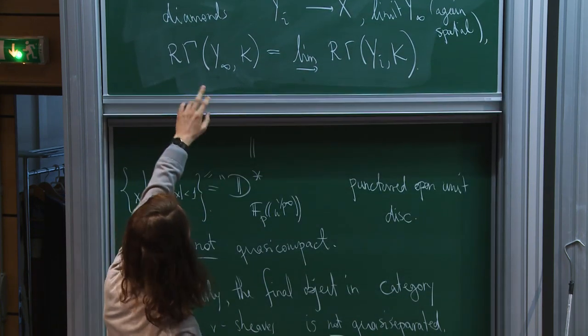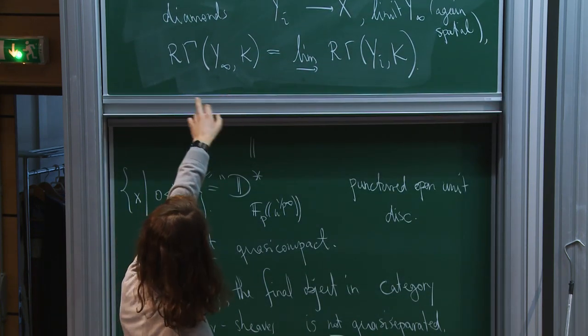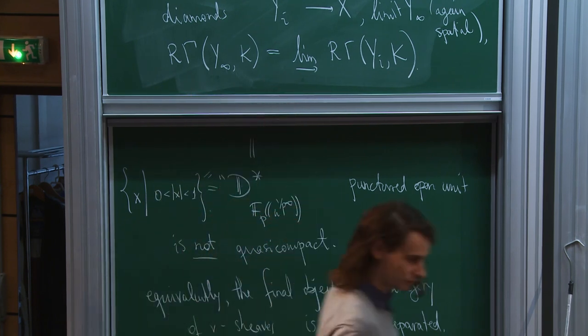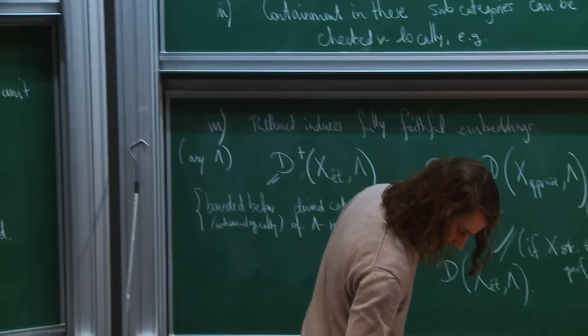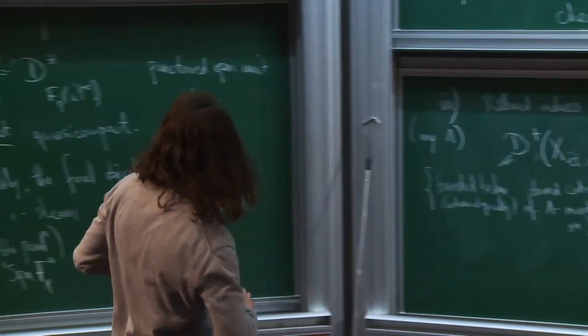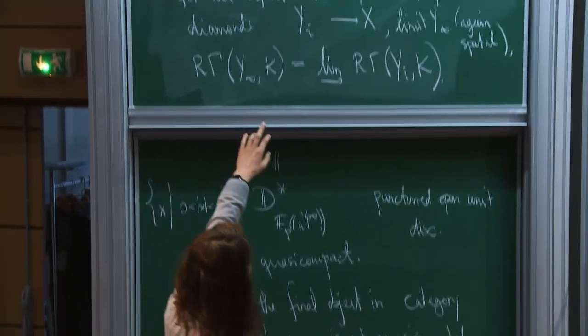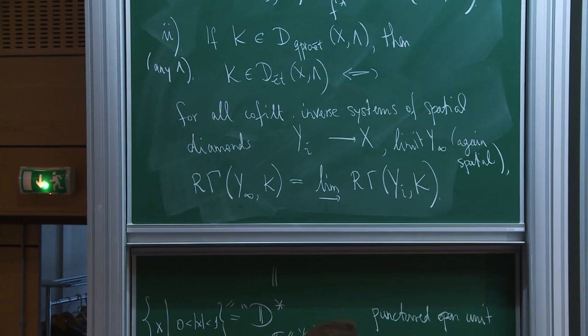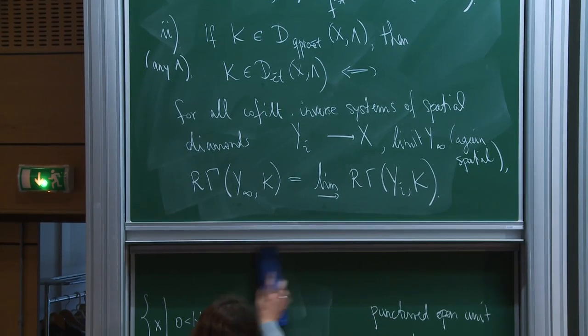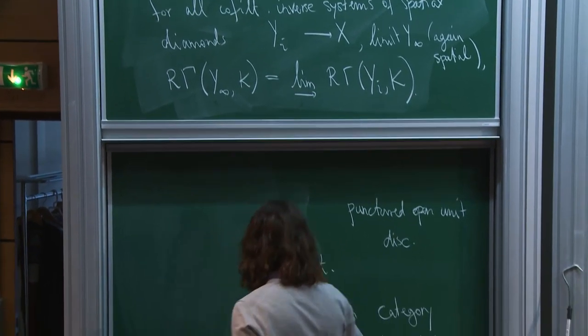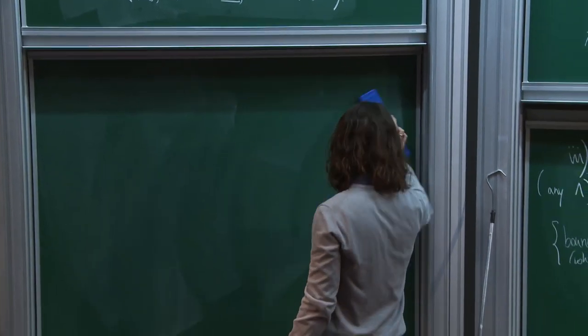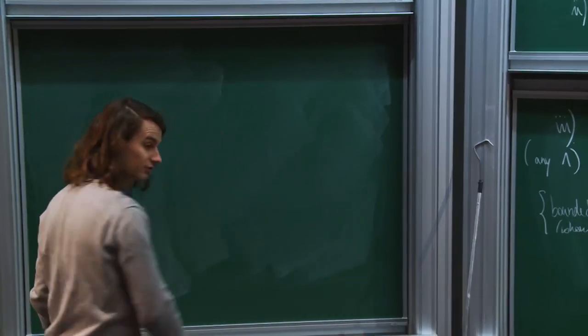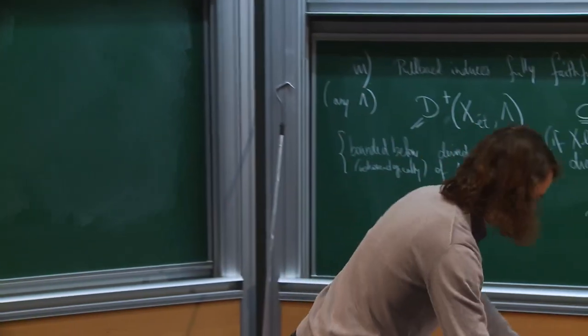It's probably true that you don't need to check this for all guys, but you can make further assumptions if you want. You mean totally disconnected and stuff like that? Yes, I think you can just check this for inverse limits of strictly totally disconnected guys. Perfectoid, yeah, perfectoid. If I say it's strictly totally disconnected, I always implicitly mean it's a perfectoid space.